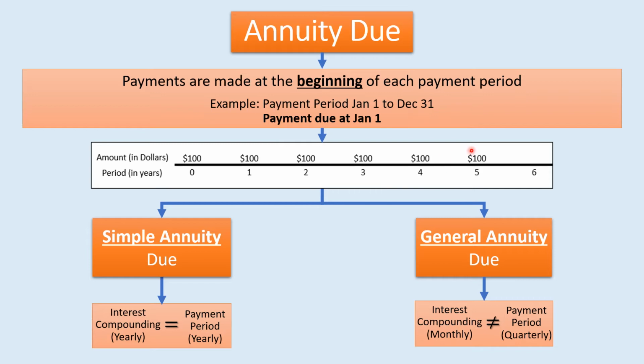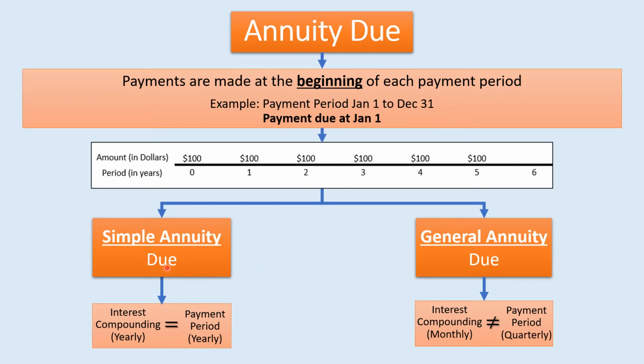And the last investment would be on January 1st of year 5, with subsequent investments being on January 1st of year 1, year 2, and so on and so forth. But the last one is on January 1st of year 5. Now, there are two types of annuity due. There's a simple annuity due and a general annuity due.